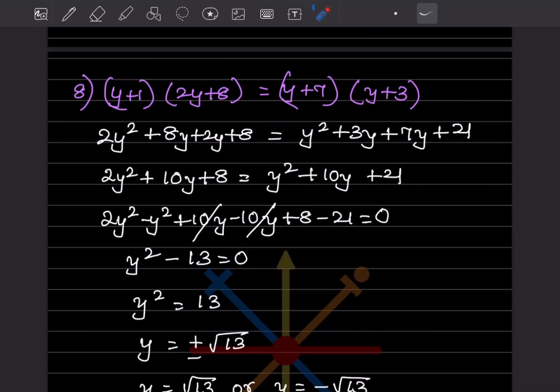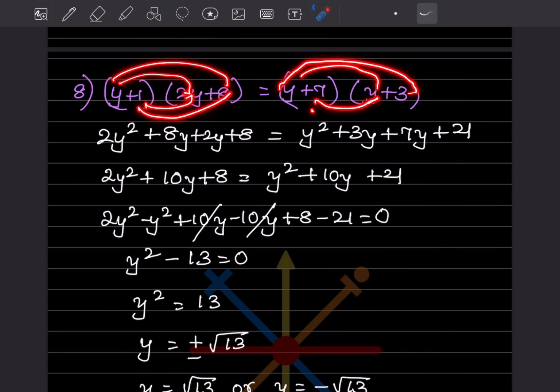Now you know the first thing you have to do is expand it. So this into this, this into this, this into this, this into this. Again for this one, this into this, this into this, this into this, and this into this. After doing that, what do you get here? When you go for this one, that will be 2y square, 8y, then plus 2y, and this will be plus 8.